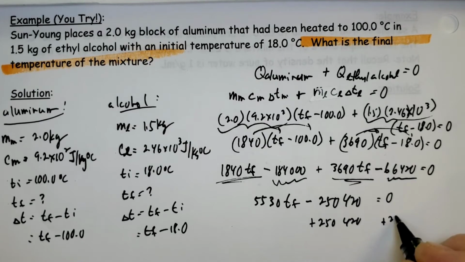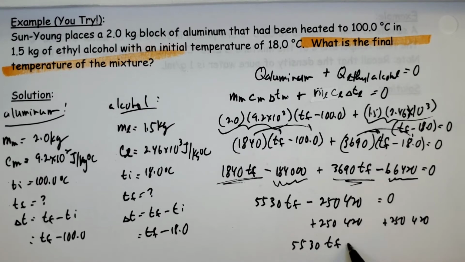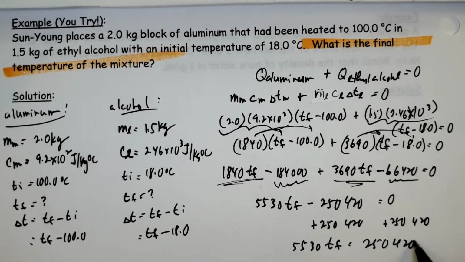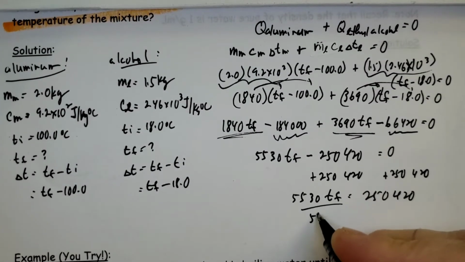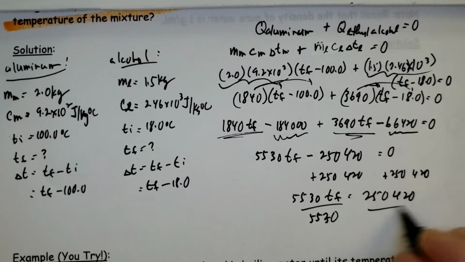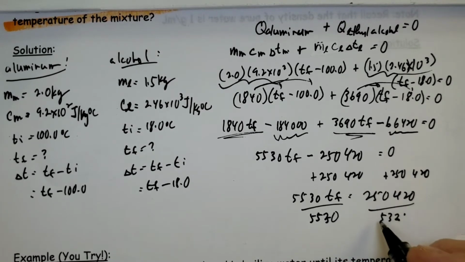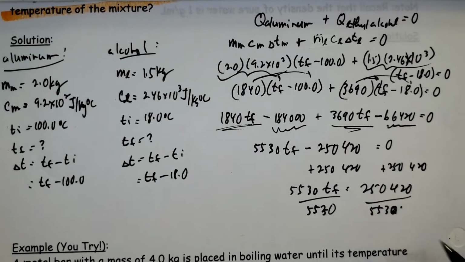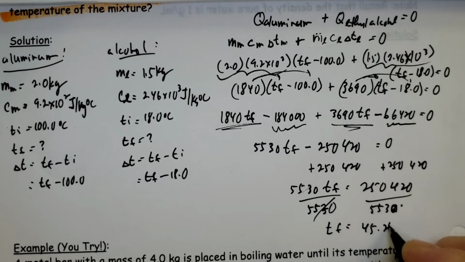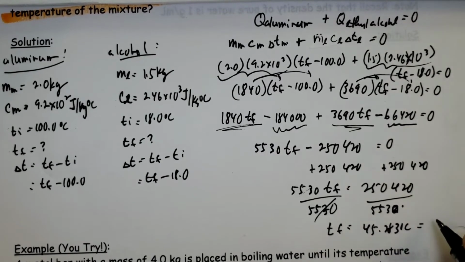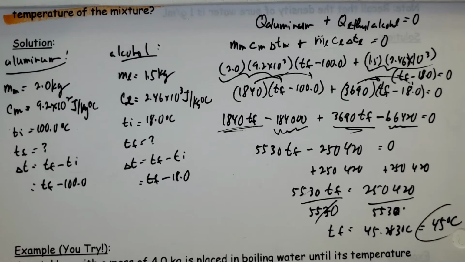And then to get the TF term by itself, add this. And then lastly, hey, if you can do this question, you can do them all, because it's the trickiest manipulation if there is one. Where are we at here? 5530. There we go. So TF works out to be 45.283 degrees C, which is, let's round it off to 2 sig figs, 45 degrees C.